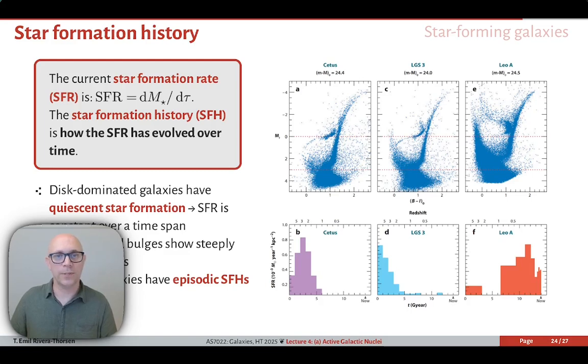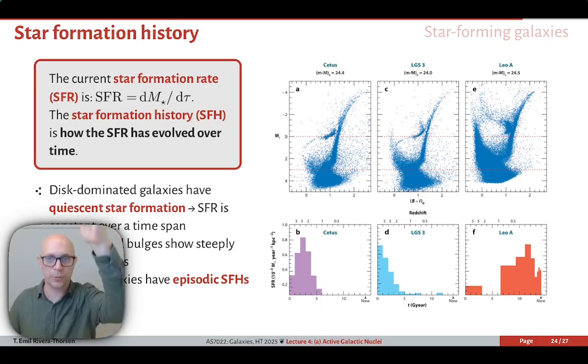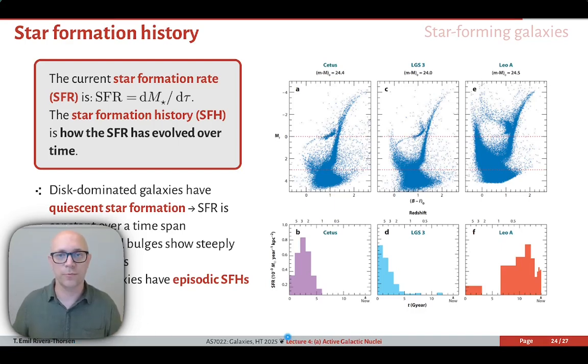On the other hand, ellipticals and bulges will basically have zero star formation going on today, but they will have had very steeply declining star formation histories in the past. And finally, in irregular galaxies, you are more likely to see episodic star formation histories, or in other words, a break, then a spike in star formation activity, then a break, then another spike, and so on. And these are what we see examples of here to the right.